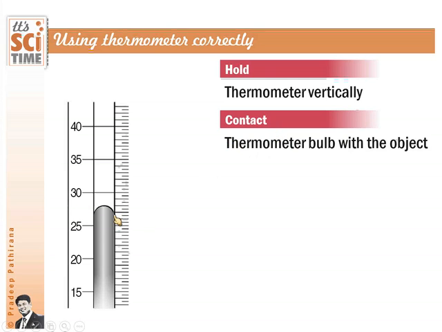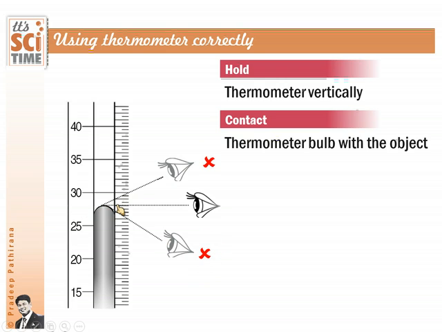Then reading this. If you see it from the top, actually that is wrong, so you will get a higher value than the real value. Or if you read it from the bottom, you will get a lesser value than the real value. Also wrong. Therefore, we must always keep our eye at this level.